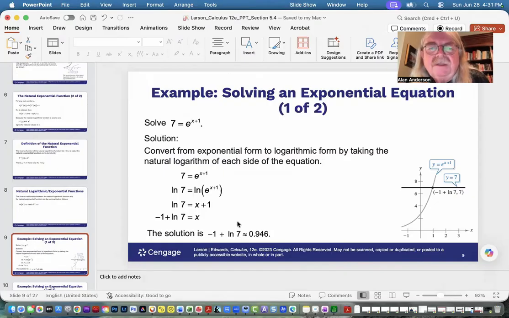Here's one. So we'd like to solve for x, and there's the graph, by the way, so you can visually see that, this is what we're looking for. 7 equals e to the x plus 1.